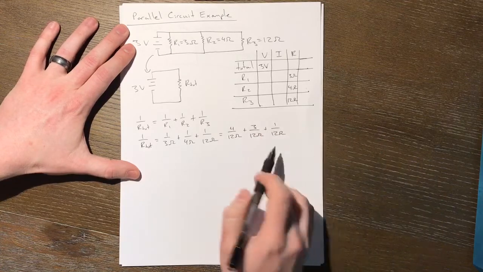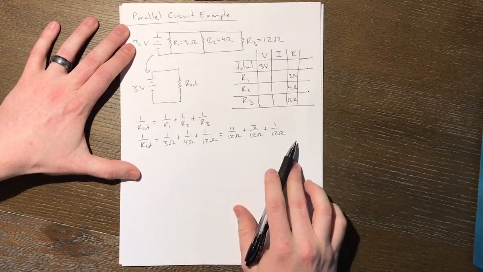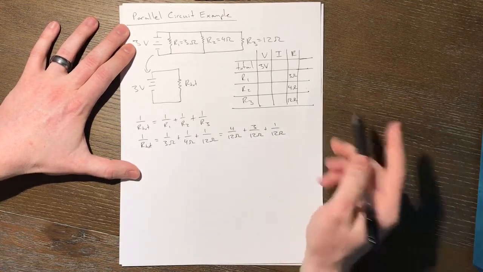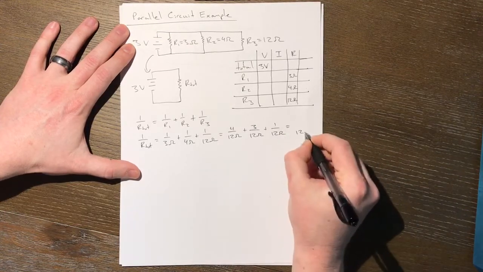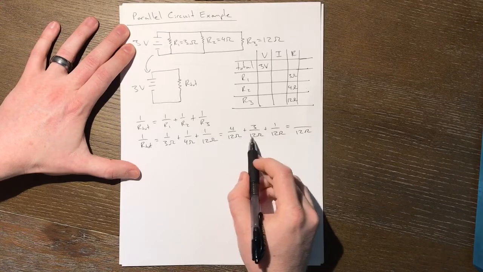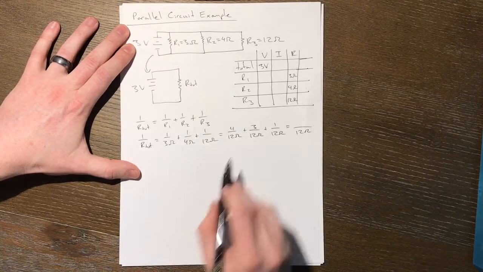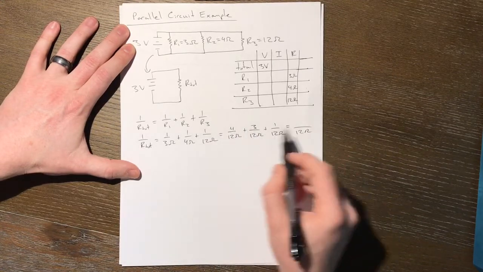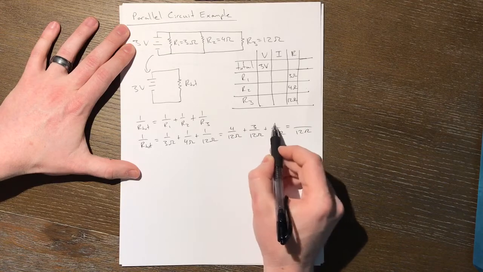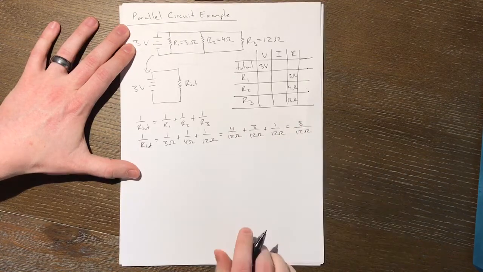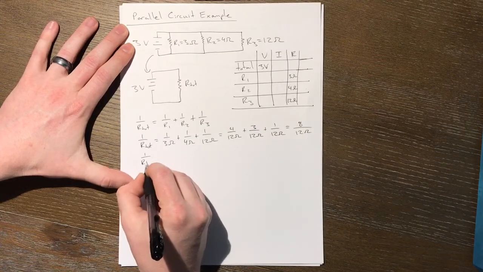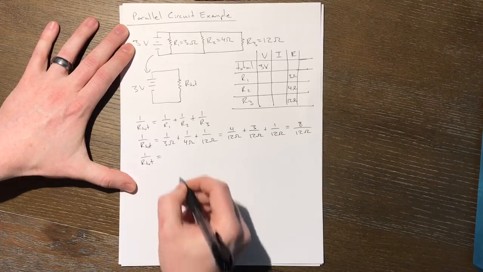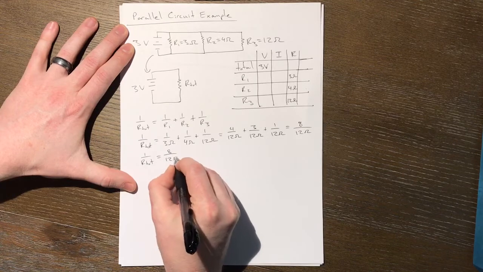That's what we would rearrange this to. But please don't do this if you don't feel comfortable with it. You can let your calculator do all of this for you. Once you have a common denominator, that will stay the same. 12 goes straight over. It's the same in all of them. Then we just add across the top. 4 plus 3 plus 1 is 8. But your calculator would do that for you, so please put it to work. 1 over R total then is 8 over 12 ohms.